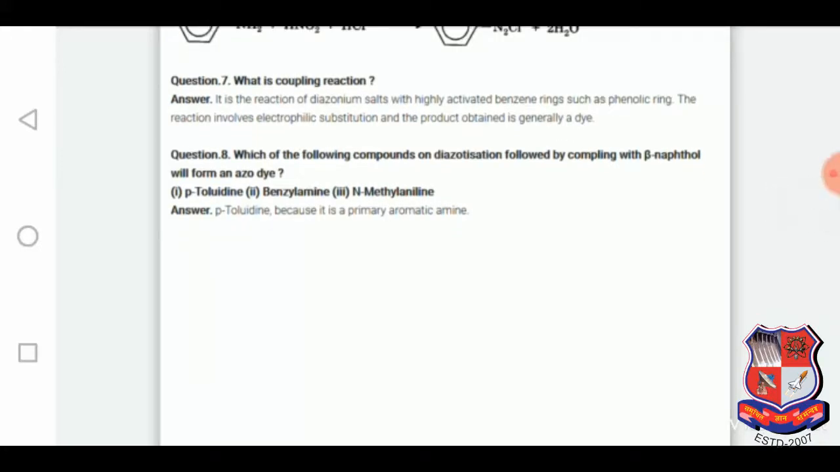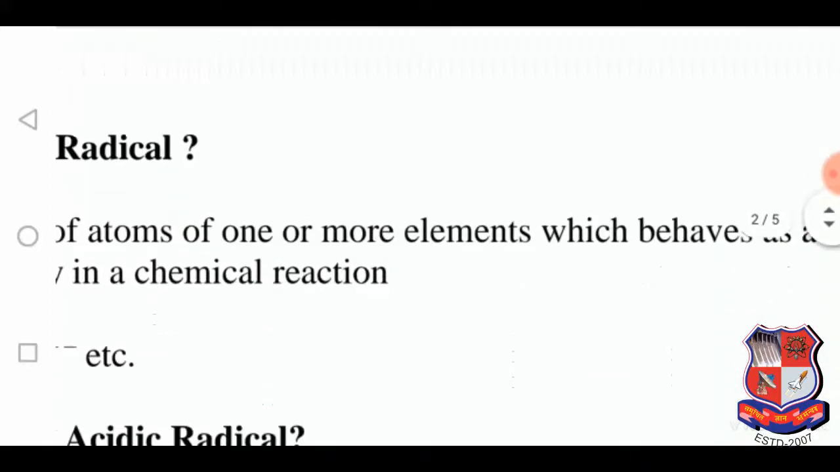Which of the following compounds on diazotization followed by coupling with beta-naphthol will form an azo dye? The three compounds are there. First one is para-toluidine, benzylamine, and N-methylaniline. The answer will be para-toluidine because it is a primary aromatic amine.